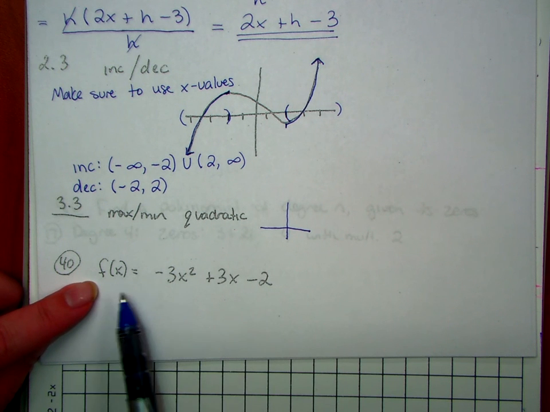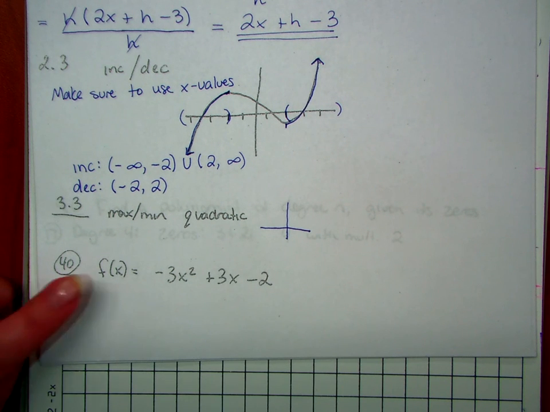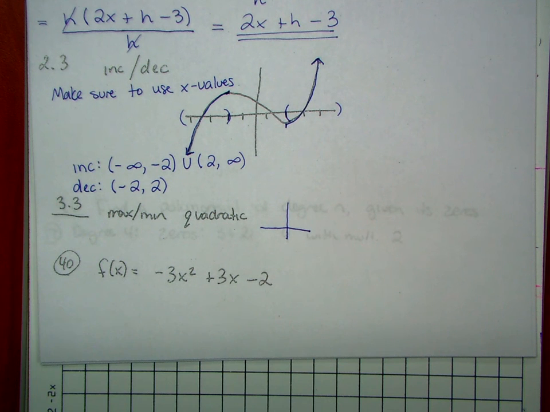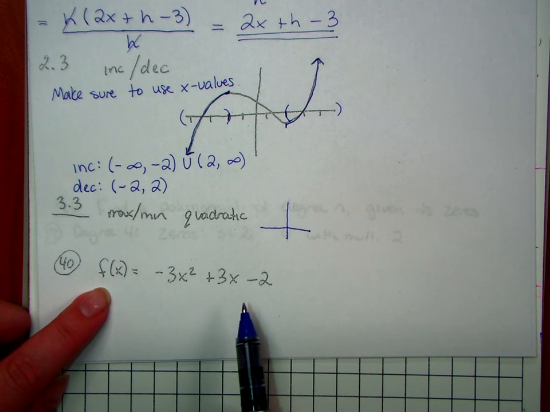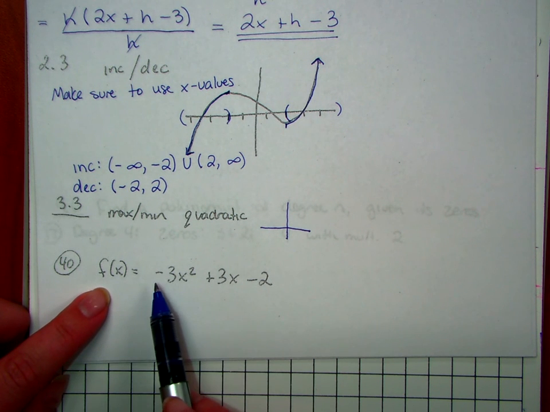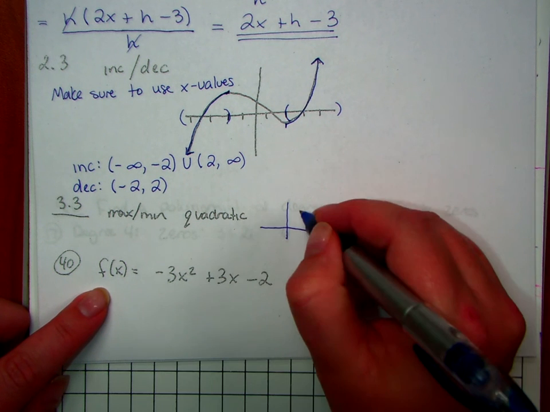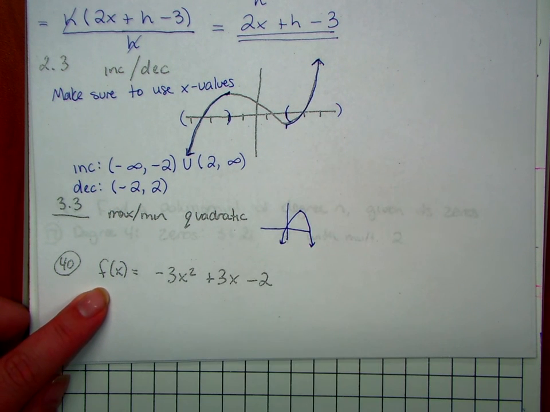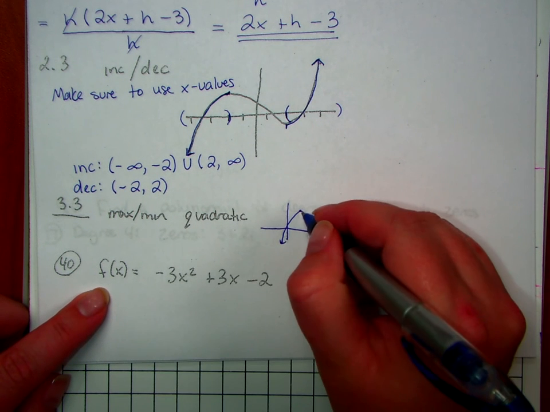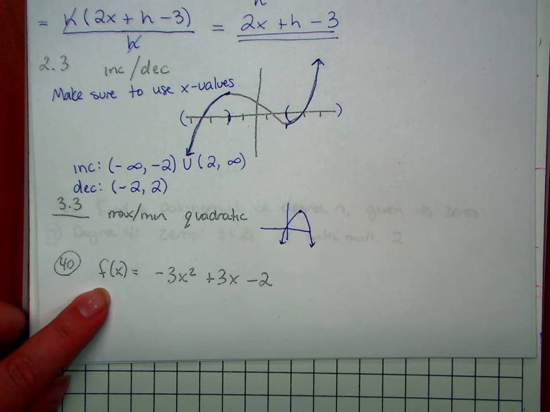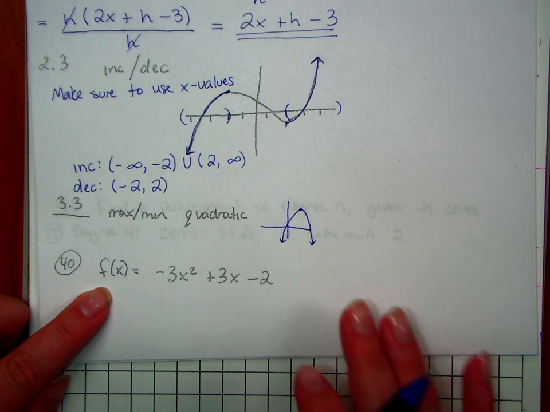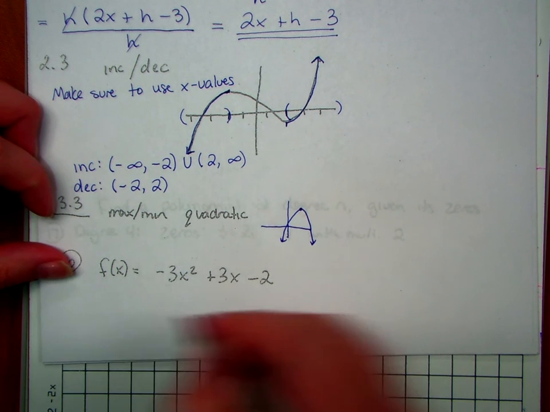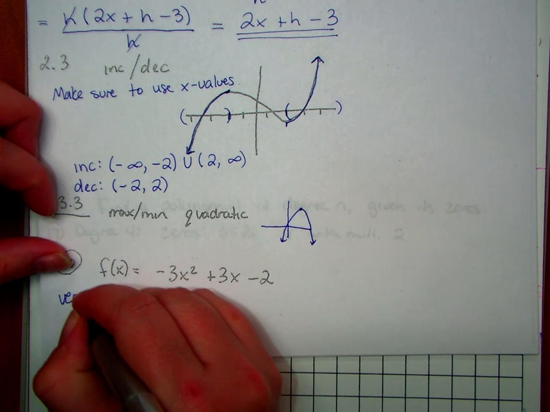So here is a sample quadratic, right? Negative 3x squared plus 3x minus 2. This particular quadratic or parabola is going to open down. And we know that because the leading coefficient is negative, right? So I'm just going to draw a sample quadratic or parabola that's opening down, okay? And so what's the max or min value of this quadratic? Well, it occurs at the vertex, right? And the easiest way to find a vertex is to use the vertex formula.